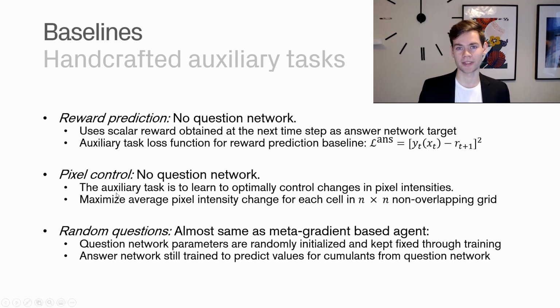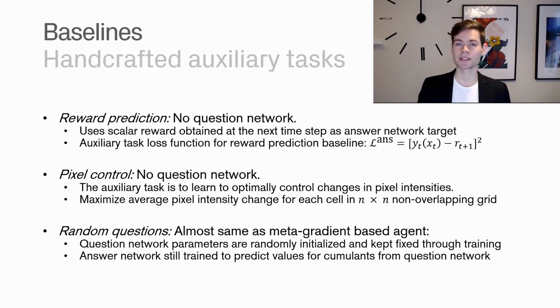And what this auxiliary task objective is then is to maximize the average pixel intensity change for each cell in an n times n non-overlapping grid. So we don't take one chunk and basically just consider that, but we have multiple grids and we want to maximize the pixel change in each one of those.